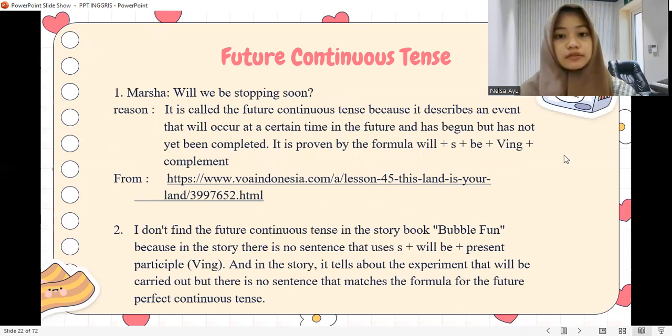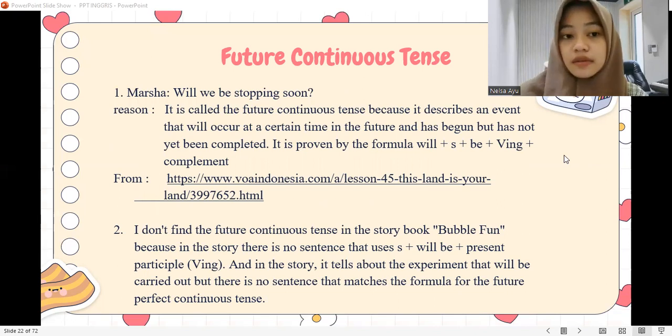For example number one: Marcia, will we be stopping soon? We will be stopping soon. Reason: it is called the future continuous tense because it describes an event that will occur at a certain time in the future and has begun but has not yet been completed. It is proven by the formula will plus subject plus be plus verb ing plus complement. You can see the reference on the screen.